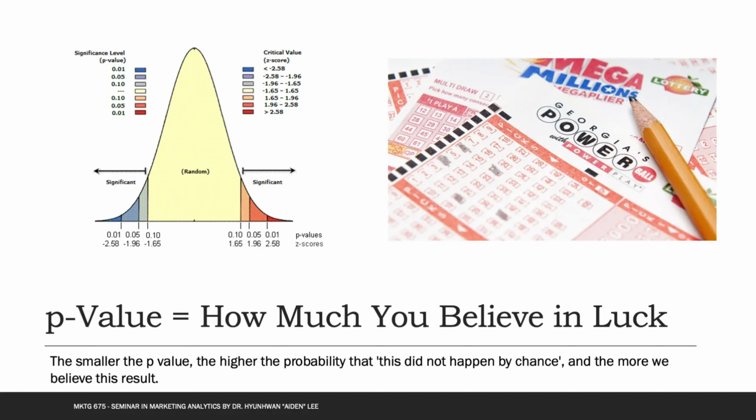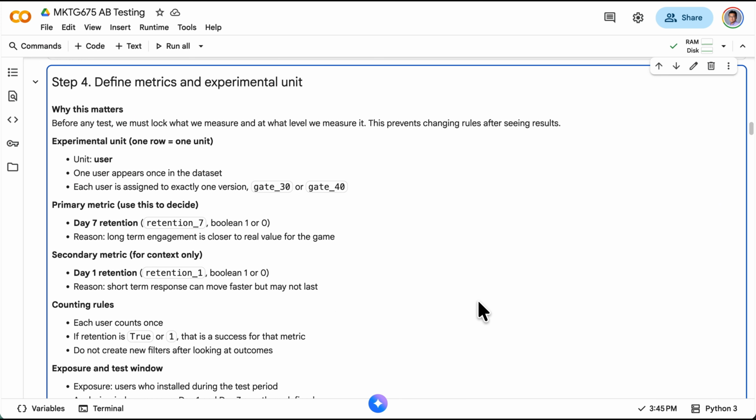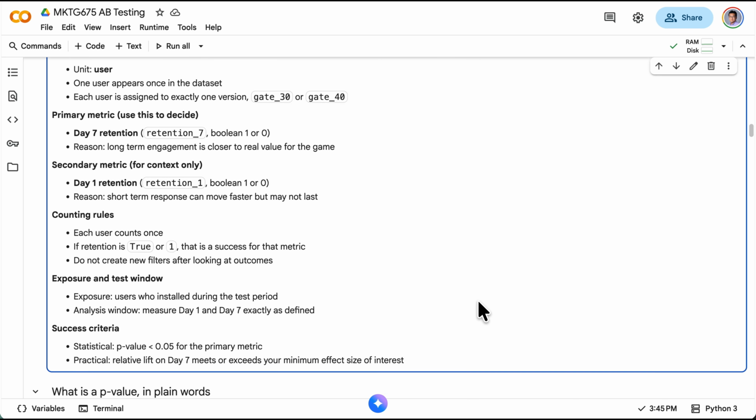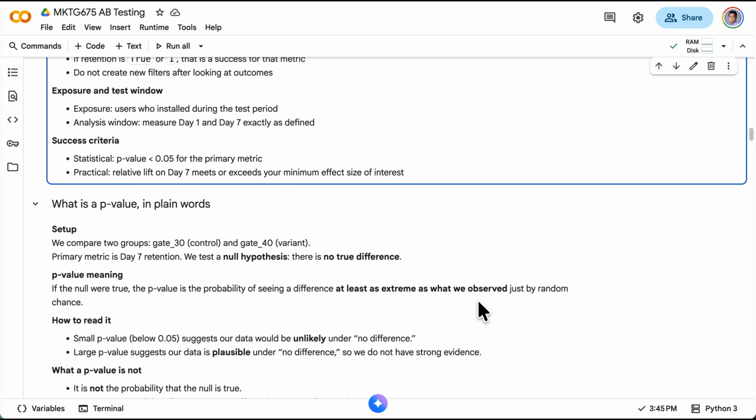A large p-value means our result is very plausible under chance. A small p-value means this gap would be very hard to explain by luck alone, so we start to doubt the no difference story. We will not rely on p-values alone, but this is the basic idea we will use when we set alpha at 0.05 and run our test. To know further about p-value, please review the Colab file.